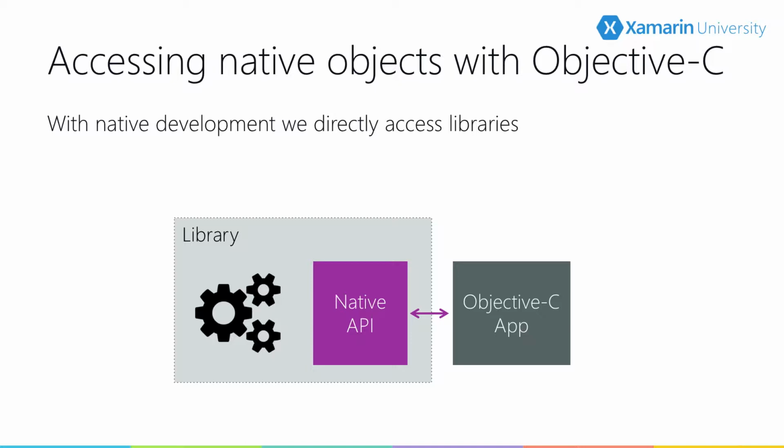The reason for this is that Xamarin.iOS has already provided us with a layer which maps out the C# APIs to the Objective-C APIs. However, our library does not have this layer and we'll need to provide it.